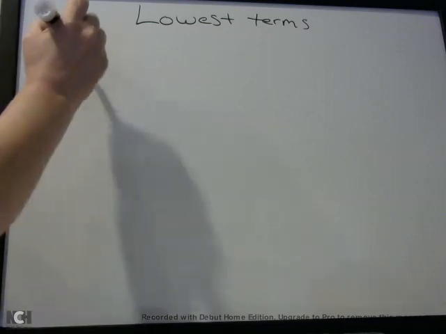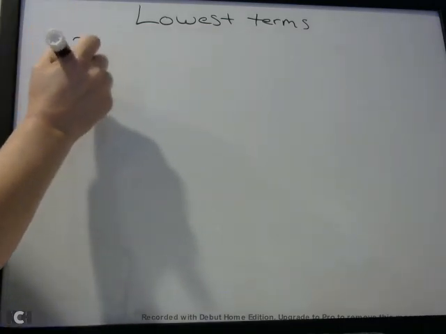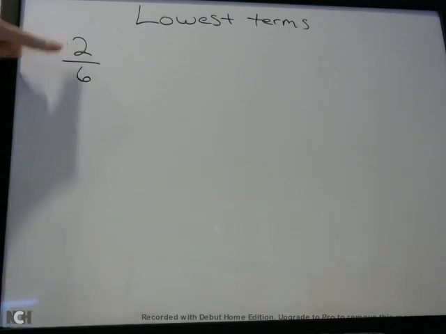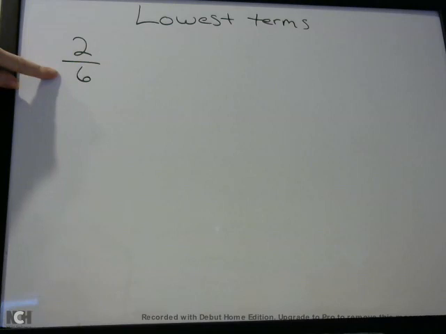So, for example, if you have a fraction 2/6, what lowest terms means is that the numerator and the denominator cannot be divided evenly by the same number. When that happens, you are in lowest terms. But here we see our numerator is 2, our denominator is 6, and both of those numbers can be divided by the number 2.